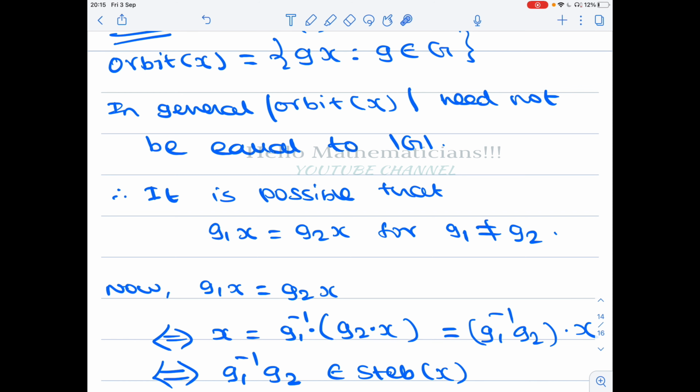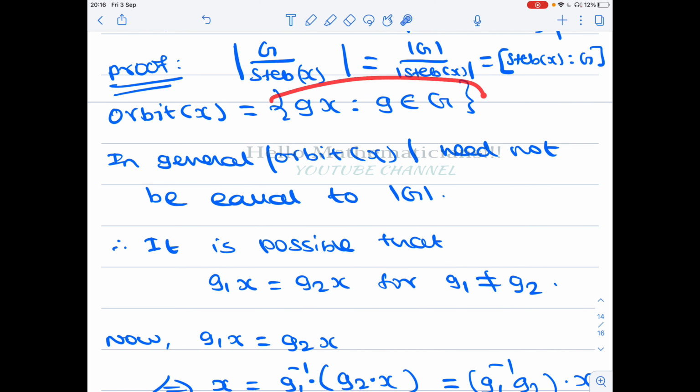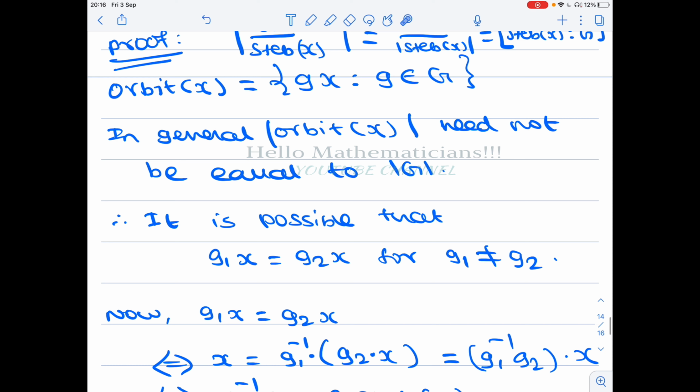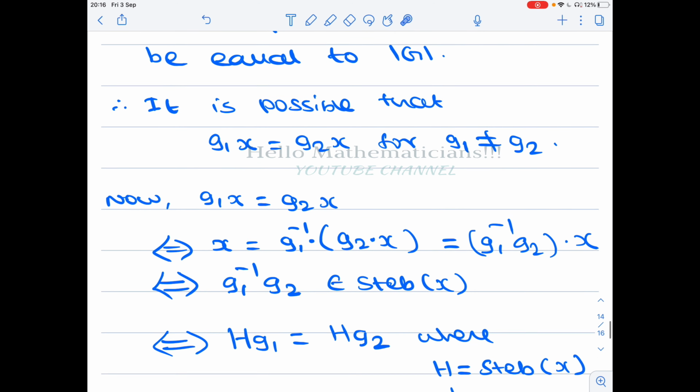It is possible. That means for two distinct elements of G, we might get g1x equal to g2x. For distinct elements, you might get the same element. That is why the cardinality is reducing. So in general, the cardinality of the orbit of x need not be equal to the cardinality of G. Two distinct products can be equal for g1 not equal to g2, and therefore the cardinality reduces. So the question is: when, for distinct g1, g2, can their products be equal?